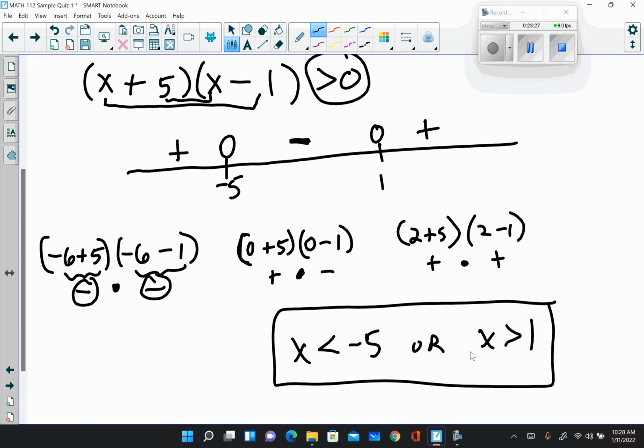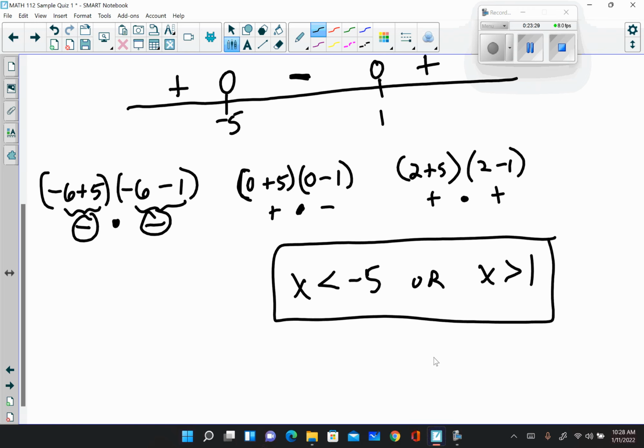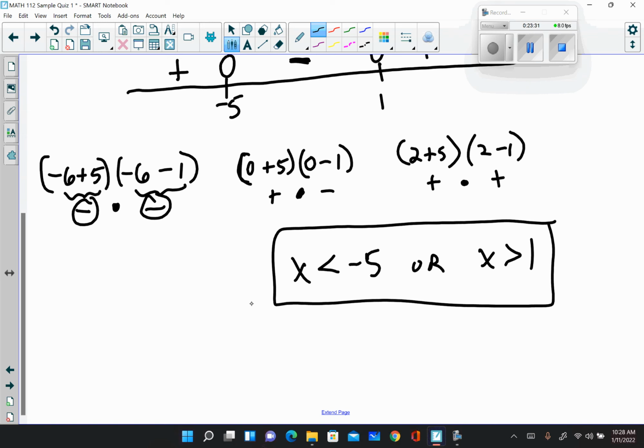I believe you can enter this into Delta Math just like I have here, or in this form. Negative infinity up to negative 5, not including negative 5, or 1 to infinity, not including 1, not including infinity.